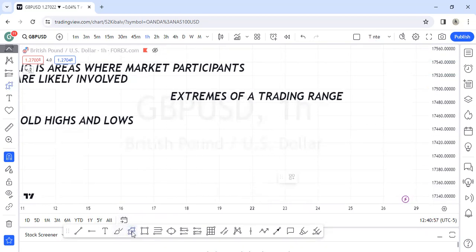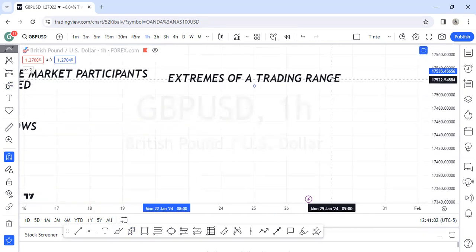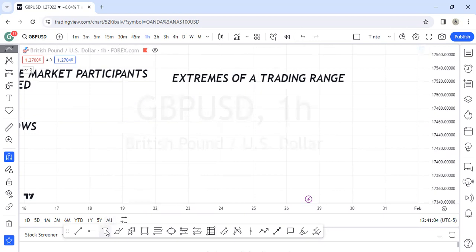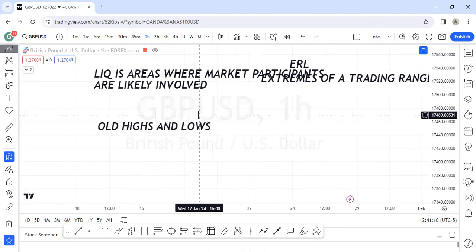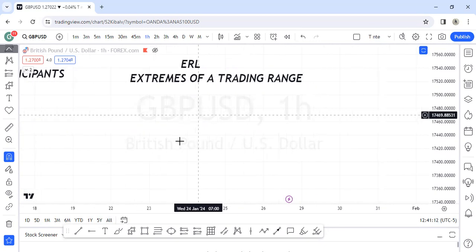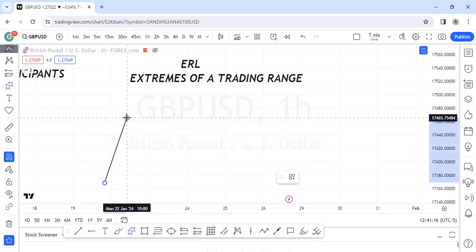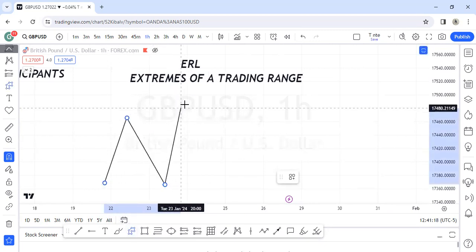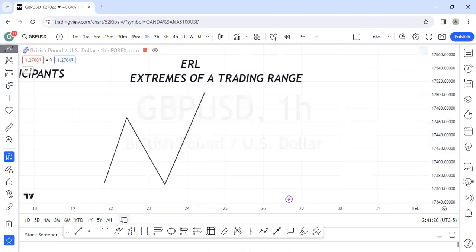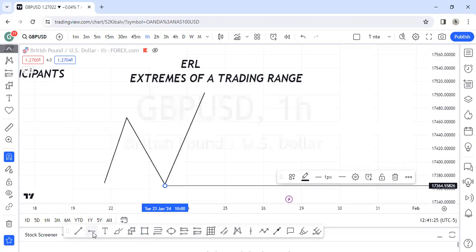For instance, now we are talking about external liquidity, or ERL, which stands for external range liquidity. They are referring to the extremes of a trading range. Now, what do we refer to as a trading range? The market is bullish, creating bullish structure. What is the trading range? The trading range is between this low and that high.